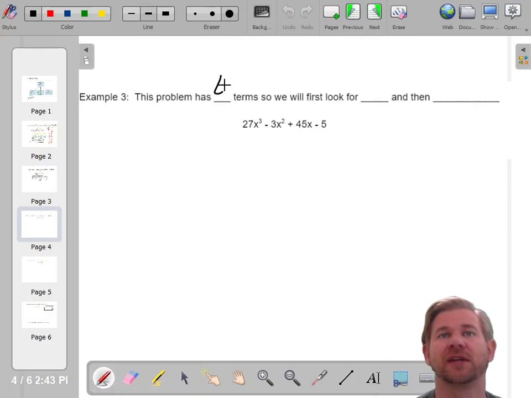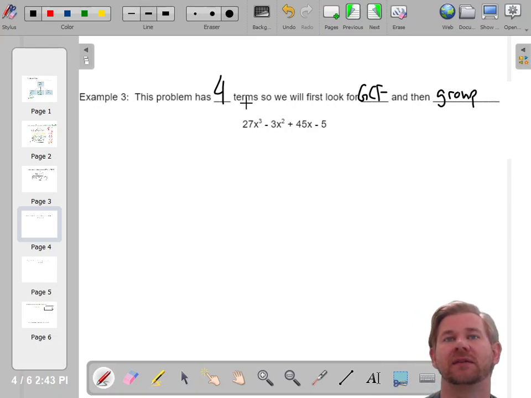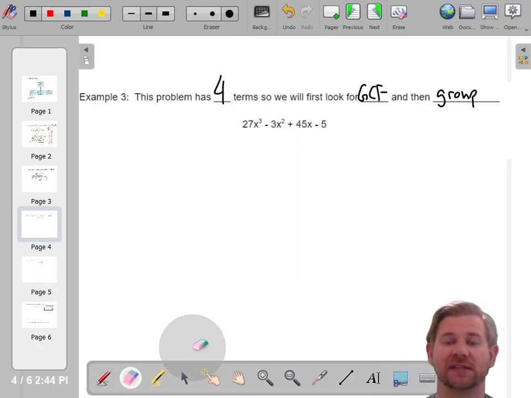1, 2, 3, 4. This one has 4 terms. So first I will look for GCF, and then I will factor by grouping. And let's see, 27, 3, 45, and 5. Is there anything that goes into all of those? Again, 3 and 5 are prime, so you're not going to find a big GCF. So there is no big GCF.